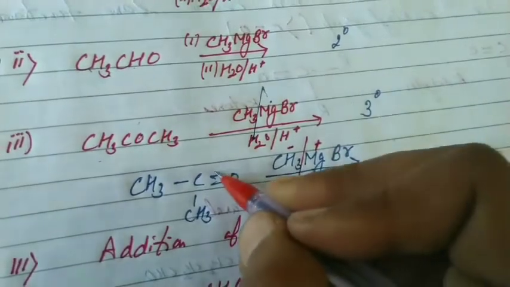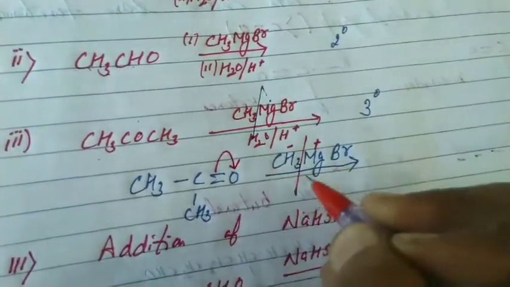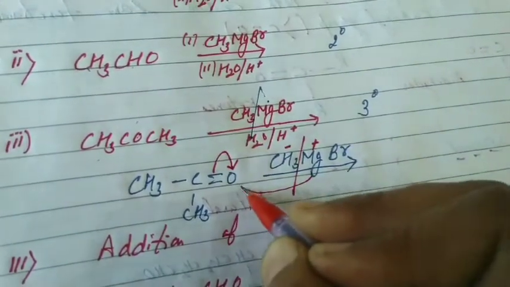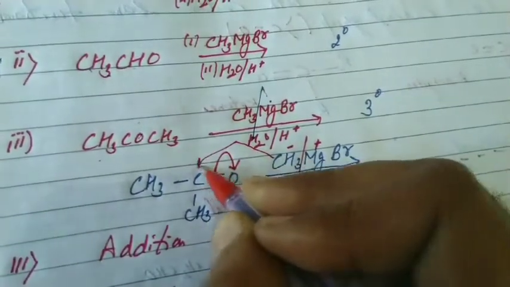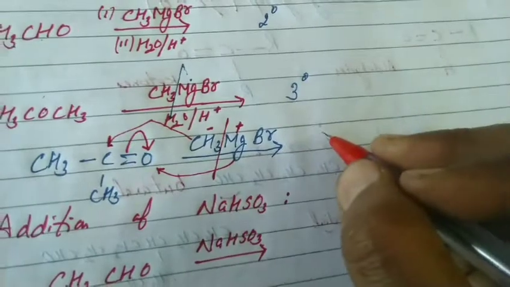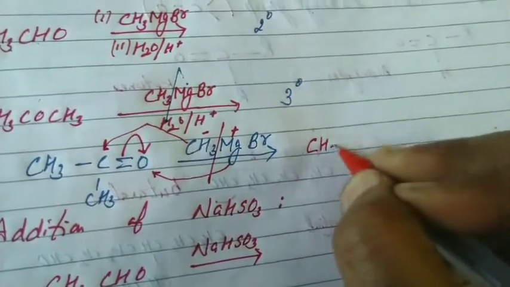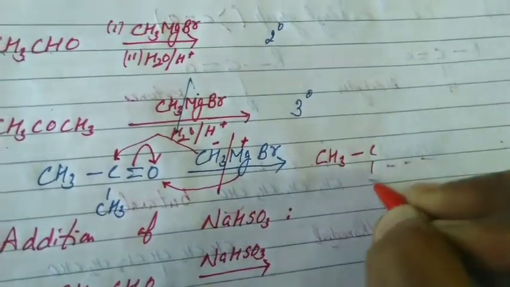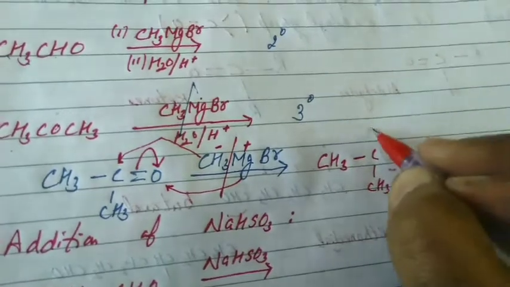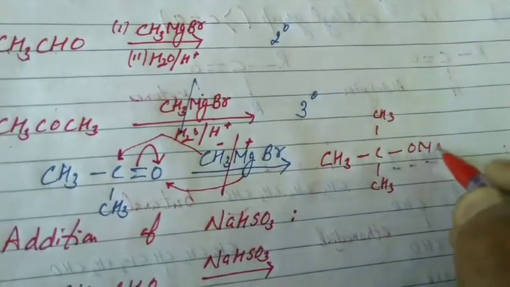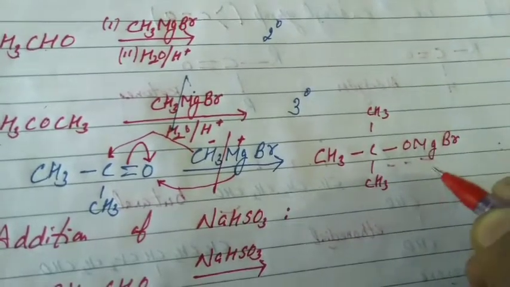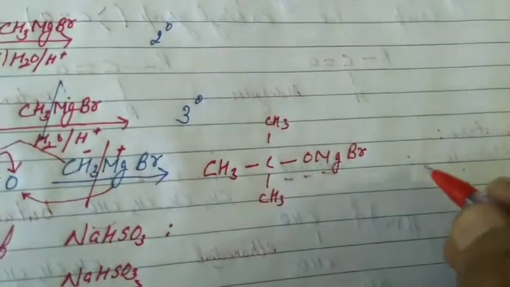Which is more electronegative? Oxygen. Definitely metal will attack on oxygen, and the negative part of the attacking reagent, that is the nucleophile, attacks on the carbonyl carbon. Friends, please try to make the products. What is formed? CH3, CH3. CH3 attacks on the carbonyl carbon and MgBr on oxygen. This is formed after. What is the second step?